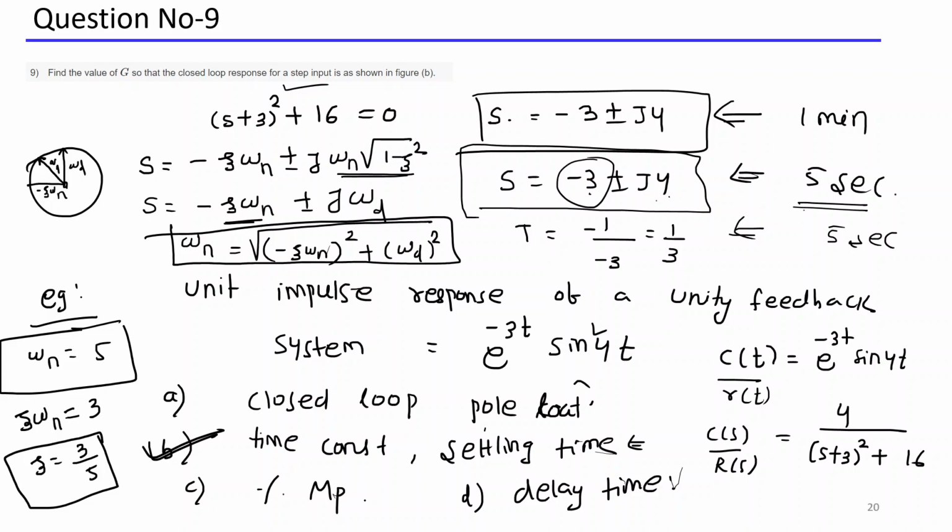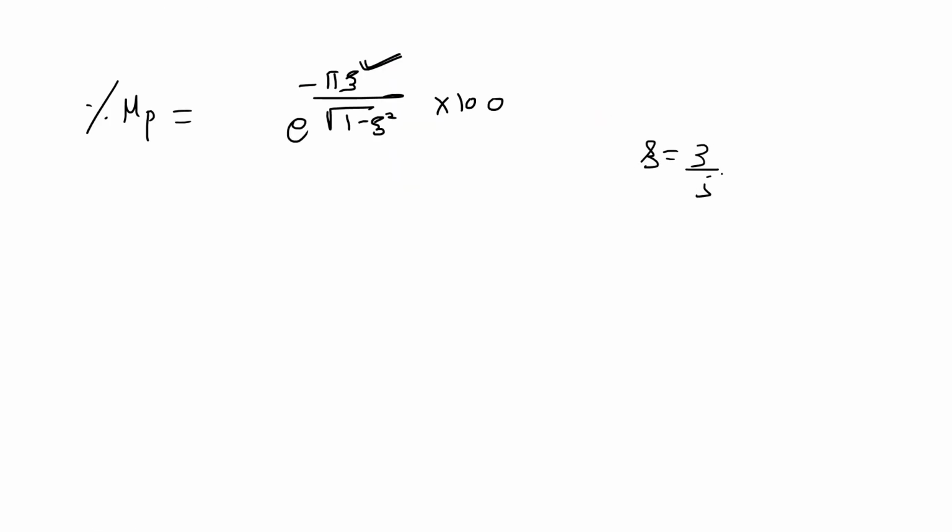What is percentage peak overshoot, sir? The percentage peak overshoot formula you have to remember: e to the power minus pi zeta divided by square root of 1 minus zeta square, into 100%. This is the percentage peak overshoot. You know zeta from the previous slide; I have found it to be 3 by 5. Zeta is 3 by 5. You put it in this equation and find out the percentage peak overshoot.